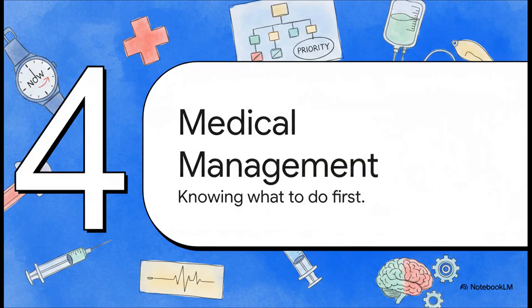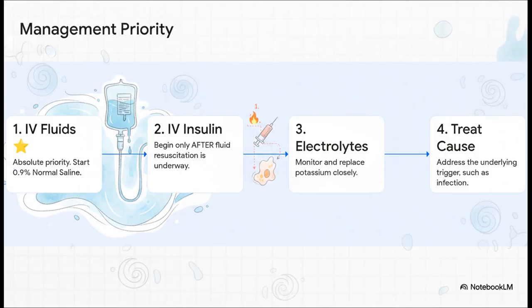All right, this section right here is arguably the most important one for your exams and for real life. We've got the diagnosis. What is the very first thing you do? Priority is absolutely everything here. Look at that flame emoji and the star. The absolute number one, do not pass go priority is IV fluids. We have to fix that severe dehydration, and we're talking about huge volumes of normal saline.